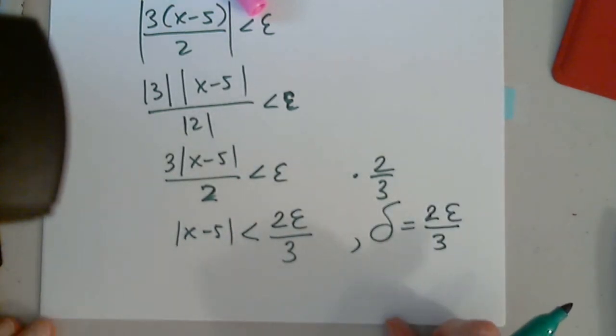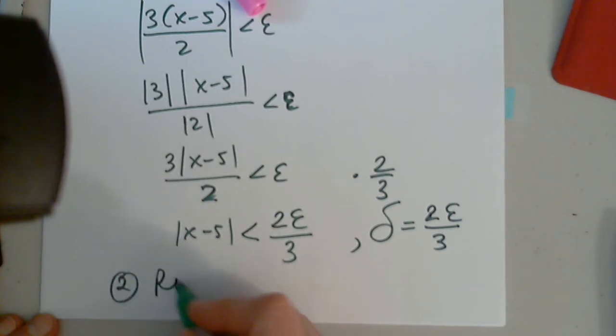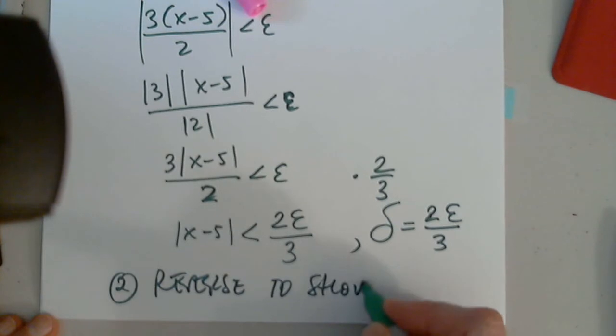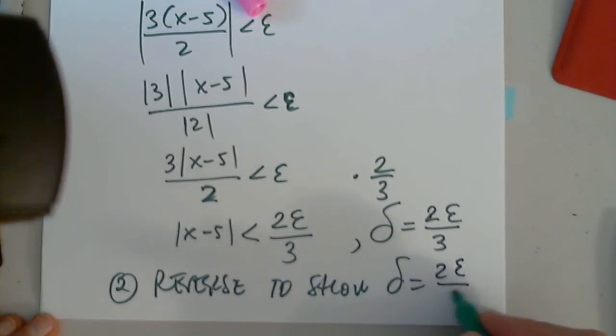Very good. 2/3 epsilon? That's it. Epsilon. That's it. And in step 2, reverse the steps to show that delta equals 2 epsilon over 3 works.